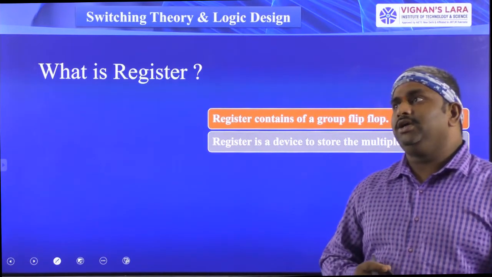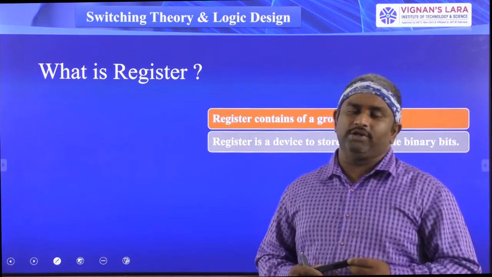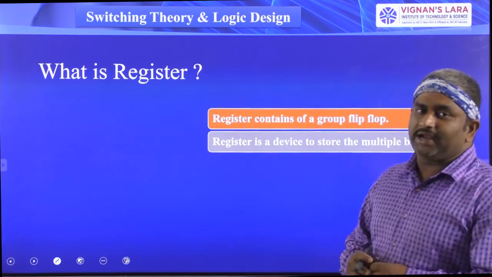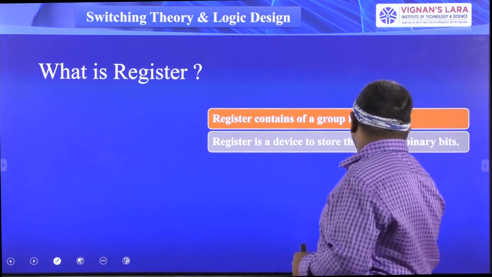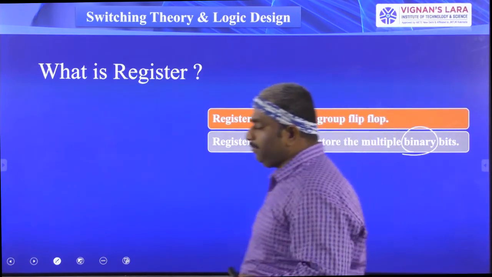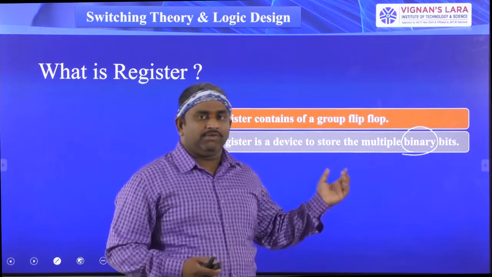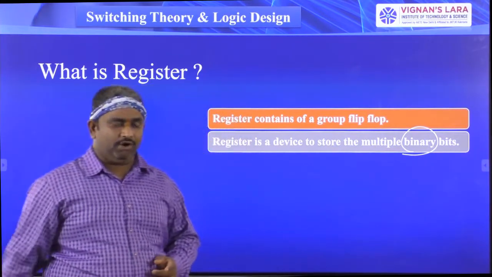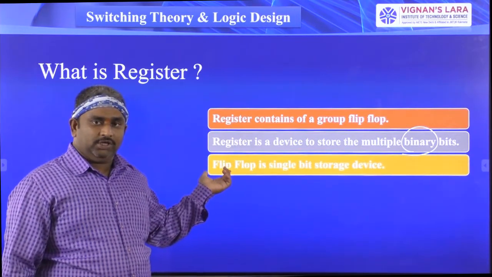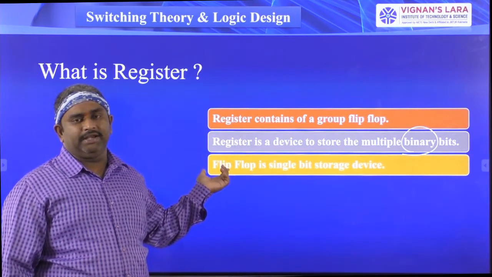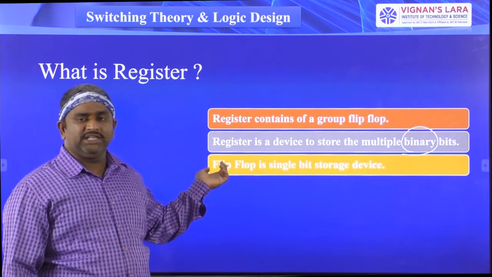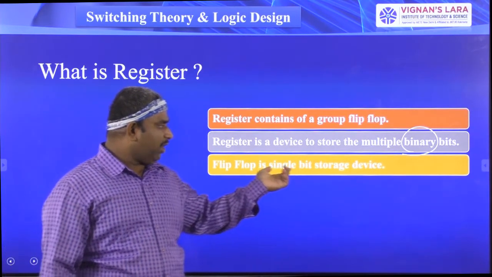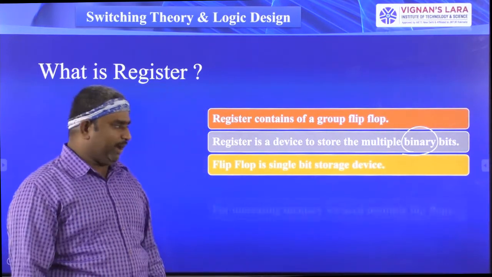I said that registers are used for storing the data and shifting the data. For storing the data, we give the data in terms of binary. The register is storing the data in binary form. So for storing binary data, we need flip-flops. Each flip-flop stores a single bit of information, so a flip-flop is a single bit storage device.